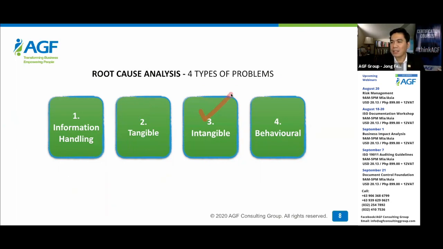So the next type of root cause here is that of an intangible problem, all right? I hope you are learning here. So intangible, of course, if we have tangible, we have intangible. So what do we mean by intangible here? The root cause can be classified as intangible if this time it is brought about by systemic failure. Now it has something to do with a system.